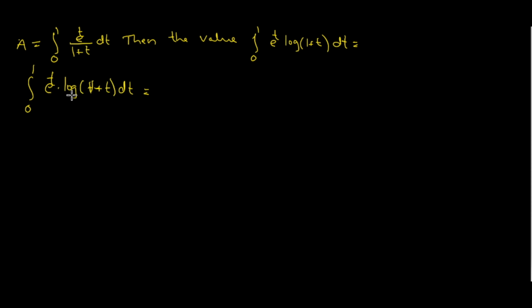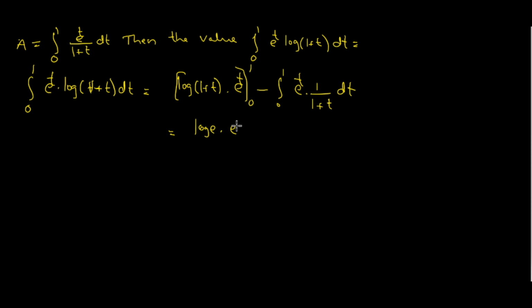Applying the by parts formula, log(1+t) is the first function and e^t is the second function. The integration of e^t is e^t, with bounds 0 to 1, minus the integration from 0 to 1 of e^t times the derivative of log(1+t), that is 1/(1+t), dt. Substituting 1, log(1+1) is log 2 and e^1 is e, minus 0, since log 1 is 0, so that total value is 0.